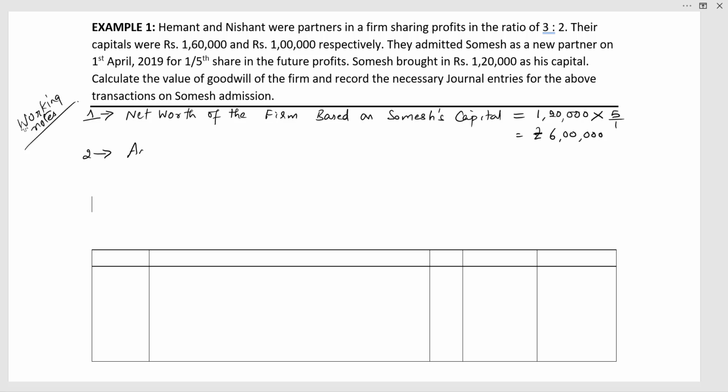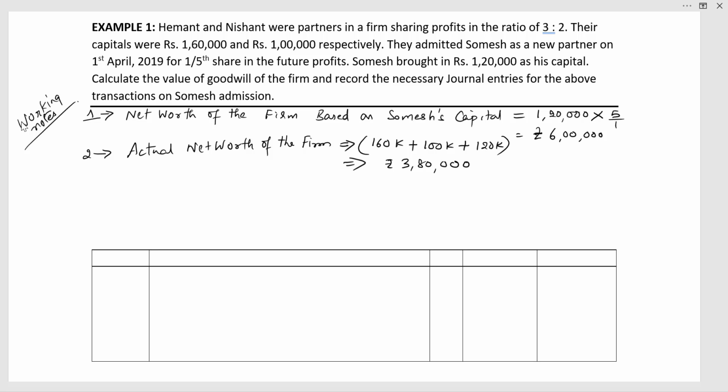Second step, actual net worth of the firm. We add the existing partners' capitals, 1,60,000 plus 1 lakh, and we'll also add Somesh's capital of 1,20,000, and we get rupees 3,80,000 as the actual net worth of the firm.